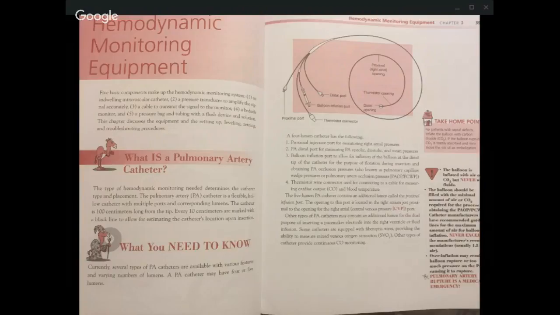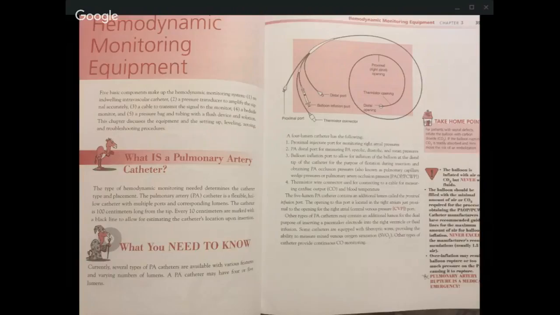The chapter discusses the equipment and the setting up, leveling, zeroing, and troubleshooting procedures. What is a pulmonary artery catheter? The type of hemodynamic monitoring needed determines the catheter type and placement. The pulmonary artery (PA) catheter is a flexible, hollow catheter with multiple ports and corresponding lumens.